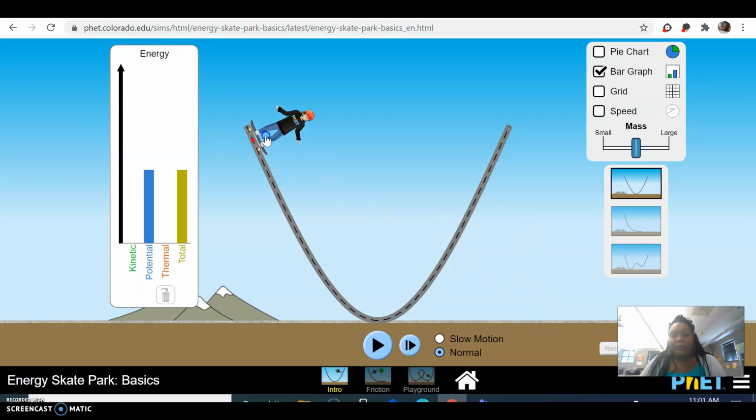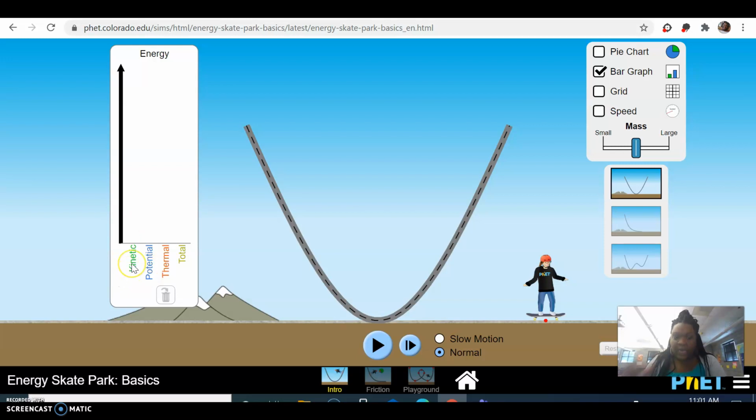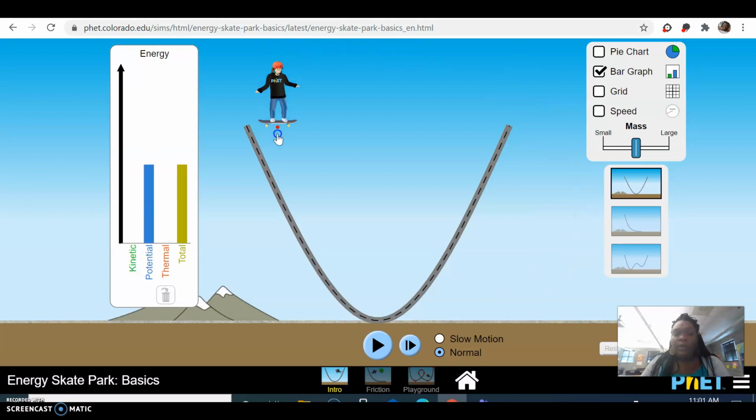When we put this skateboarder on the ramp, I have a bar graph here to show you how much energy there is. I want you to focus specifically on the green, blue, and yellow bars and how they change the amounts of energy as she moves on this ramp. We want to remember that potential energy is stored energy. So she has the most potential energy according to this graph. She has the most potential energy at the very top of this ramp.